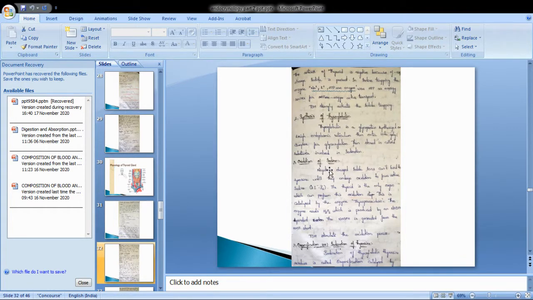Now let us discuss oxidation of iodine. Negatively charged iodide ions can't bind to tyrosine until they undergo oxidation to form active iodine. The thyroid is the only organ which can perform this oxidation step.